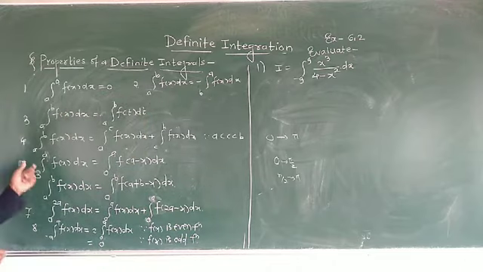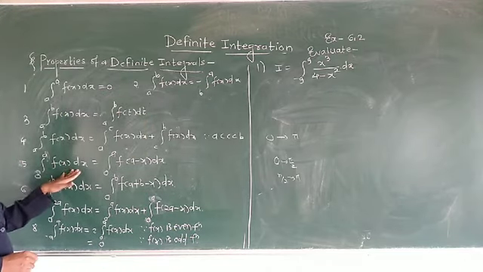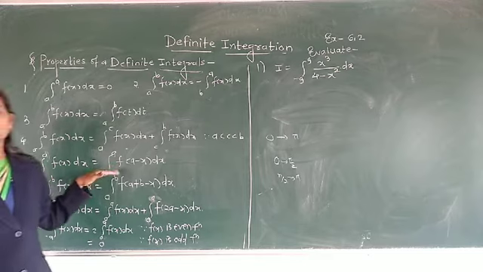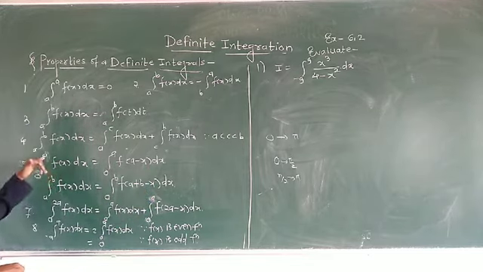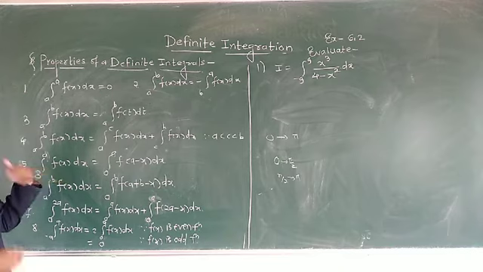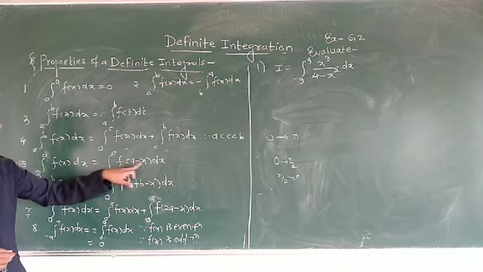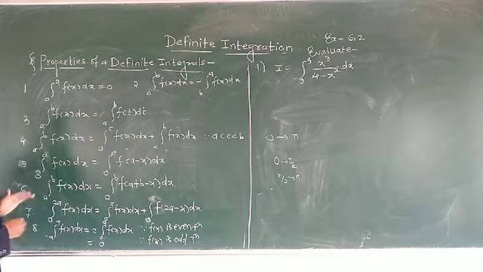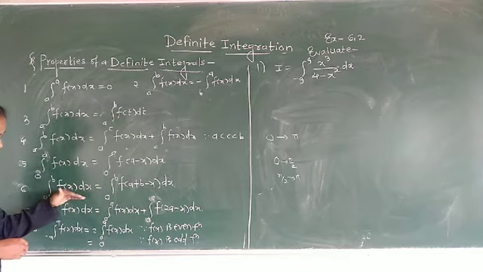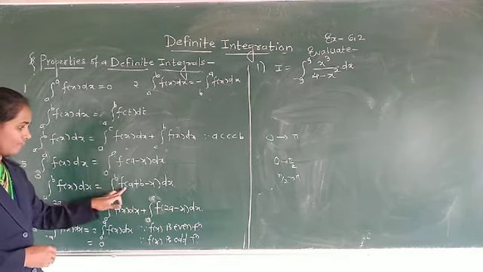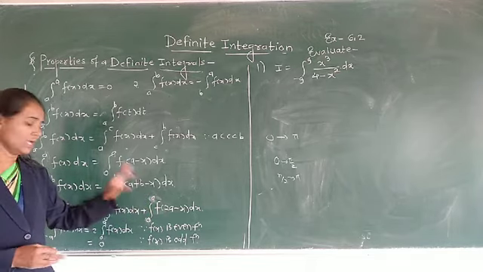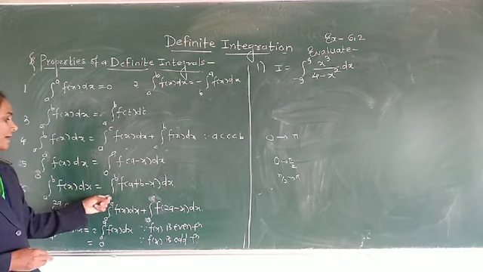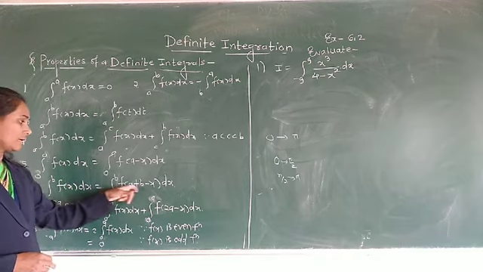Next, fifth property, integration 0 to a f of x dx is equal to integration 0 to a f of a minus x dx. In this type of property, we replace x by upper limit minus x. Next property, a to b f of x dx is equal to a to b f of upper limit plus lower limit minus x. In this property, we replace x by the sum of upper limit plus lower limit minus x.